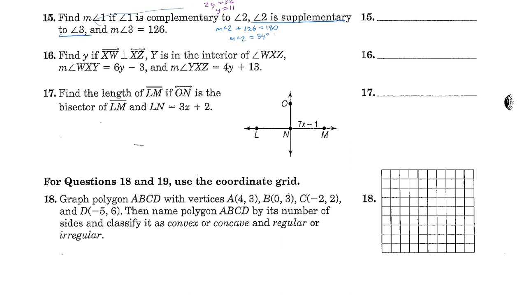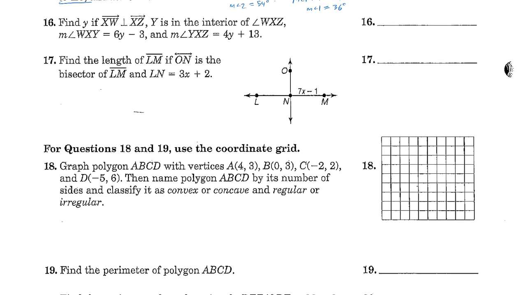And then it says angle 1 is complementary to angle 2. So that means they add up to 90. So that means the measure of angle 1 plus the measure of angle 2, which we just found is 54, adds up to 90. That's the very definition of complementary. So we subtract and we get the measure of angle 1 equals 36 degrees.